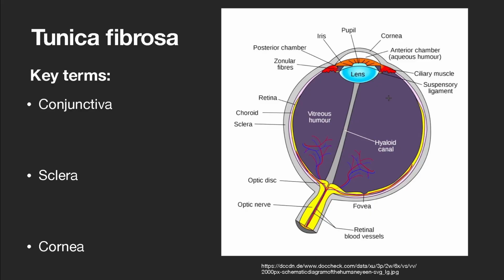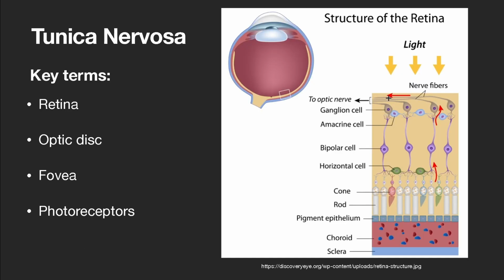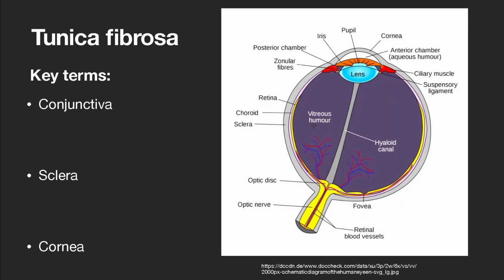The last layer of the eye is the tunica nervosa. And in this layer is where the beginnings of visual processing occur. So you have the retina, the optic disc, the fovea, and photoreceptors. Now your retina is this yellow band here that extends almost your entire eye.